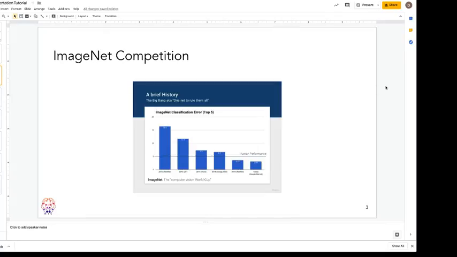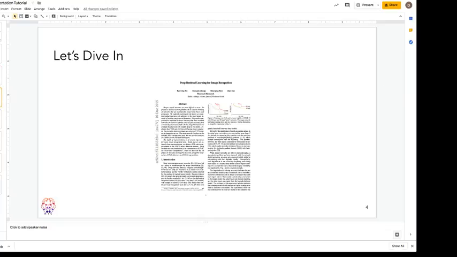ResNet is one of the go-to architectures if you want to get up and running with any type of image recognition stuff. Like last workshop, we did transfer learning and we used ResNet as the architecture. So it's very much a go-to and something you should have in your arsenal of ML tools. So who here looked at the paper beforehand?